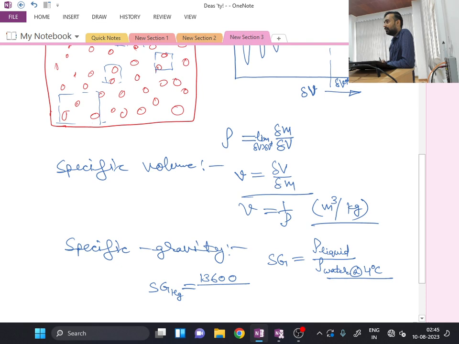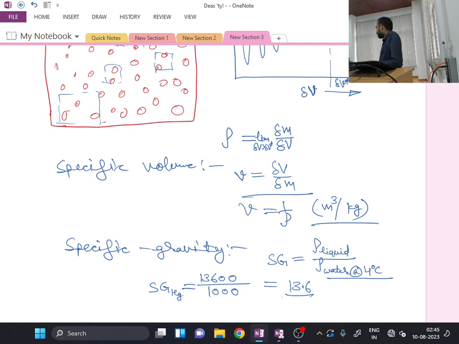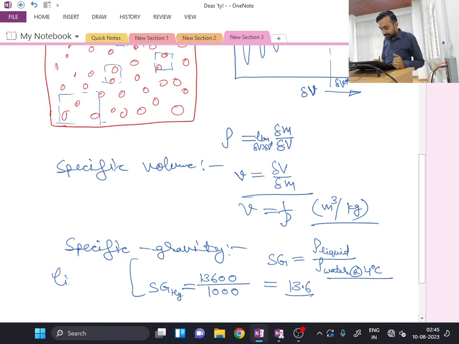13,600. If you have to go precisely, 13,580 divided by the density of water at 100 degrees Celsius, which is 1000. So we will be getting a value of 13.6. As it is the ratio of the same quantity, it is dimensionless. Okay. So specific gravity, till now, I have defined it for liquids.